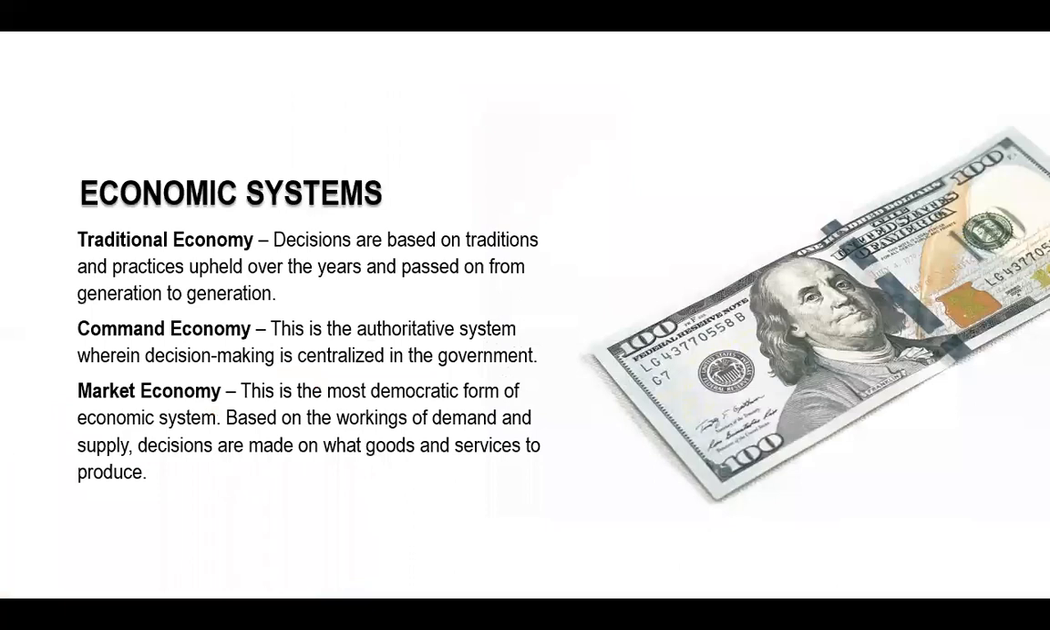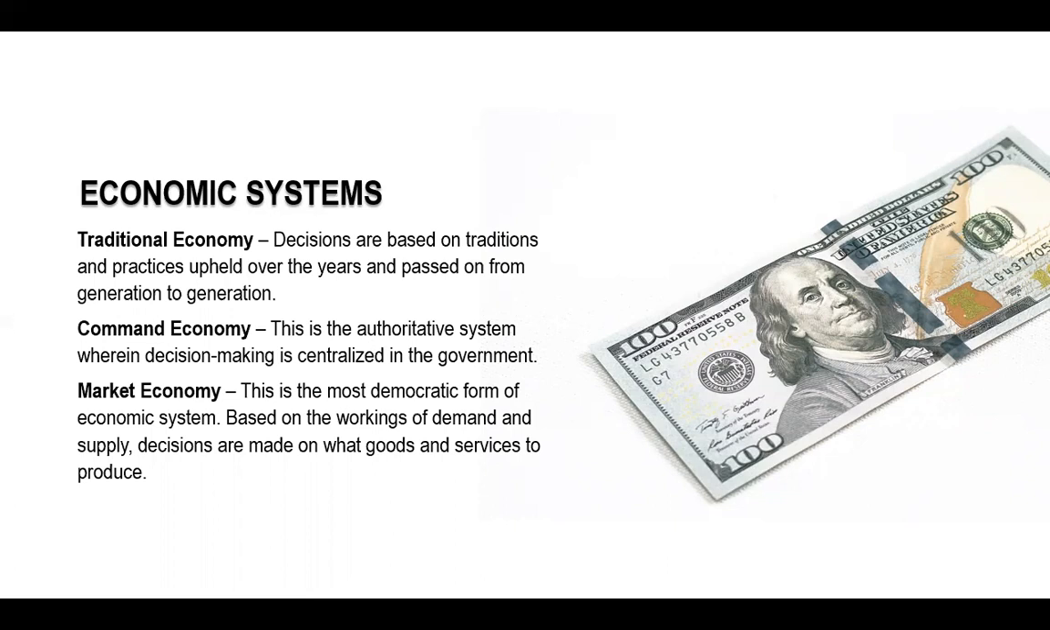Next is economic systems. There are three systems that we need to mention. First is traditional economy. A traditional economy is a system that relies on customs, history, and time-honored beliefs. Tradition guides economic decisions such as production and distribution. Societies with traditional economies depend on agriculture, fishing, hunting, gathering, or some combination of those. They use barter instead of money.